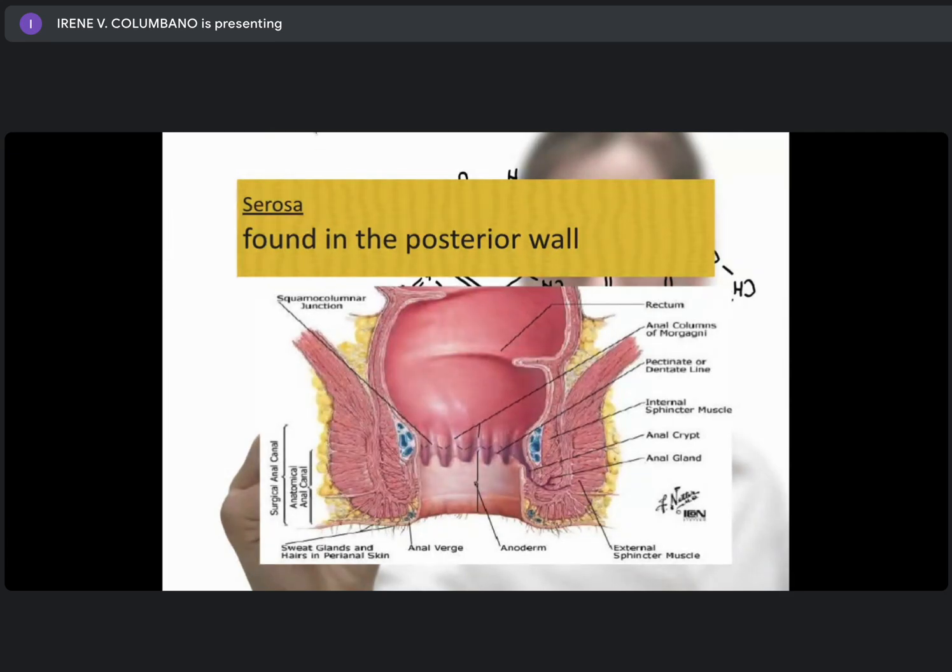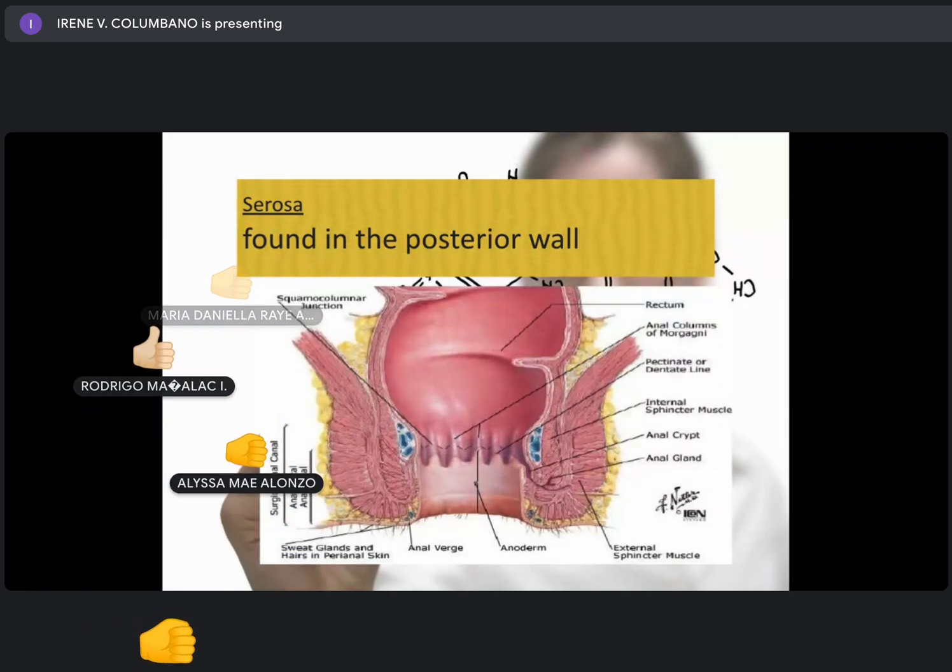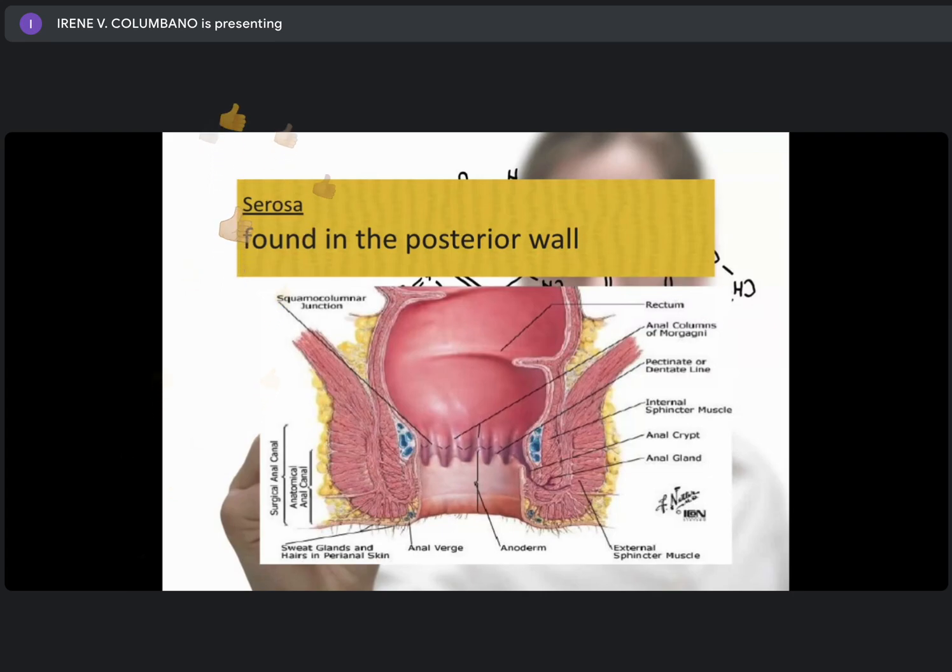Aware ba kayo sa word na hemorrhoids? Yes. Anong Tagalog ng hemorrhoids? Ano kaya ang Tagalog ng hemorrhoids? Ayan, sabi ni Andrew, almoranas, correct. There are two types of hemorrhoids, internal and external hemorrhoids. Paano natin siya ma-differentiate kung internal or external hemorrhoid siya? Yung internal hemorrhoids, makikita natin na they are located above the pectinate or dentate line. Dito sa area na to.